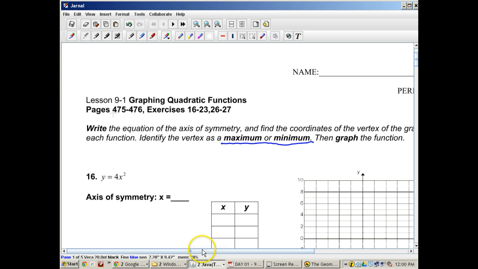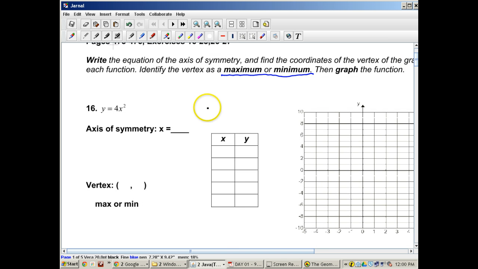Going back. So on this particular problem, do we have a min or a max? Let's do it first by looking at that number. Which way will this be opening, up or down? Up. Okay. So the vertex will be right here. Is that a min or a max? Is that the top of the graph or the bottom of the graph? Bottom. That's right. So we can answer this question relatively quickly.